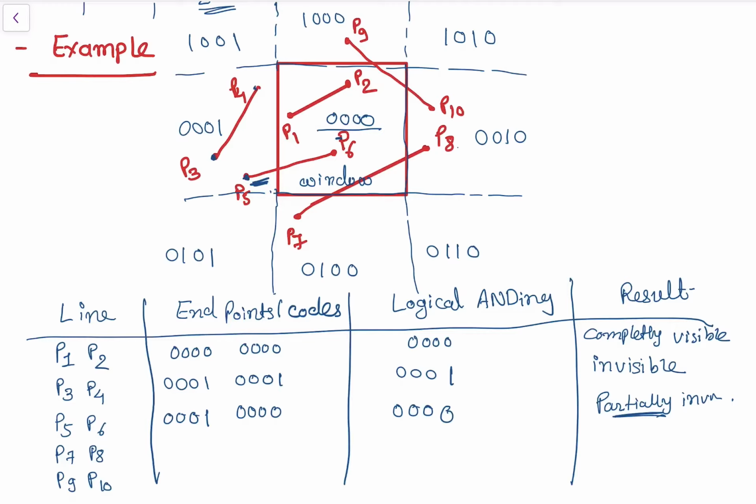Now similarly P7 and P8, it is 0100 and 0010, and the AND operation of them gives 0000. So it is also partially visible. Now check for P9 and P10. It is in the above region, so this value is 1000 and P10 is 0010. What is the AND operation and what will be the answer? That is 0. That's why it is completely visible.